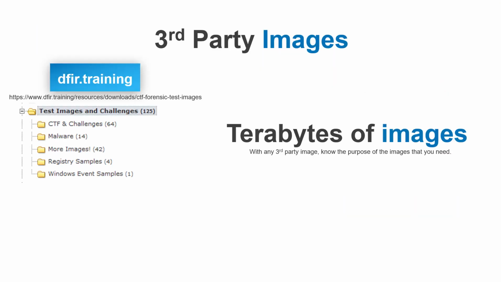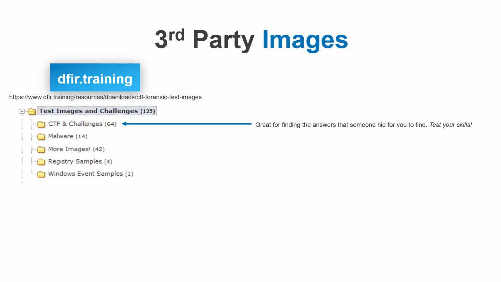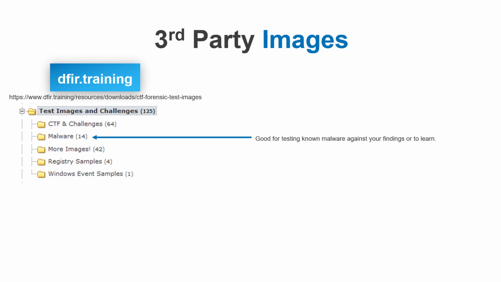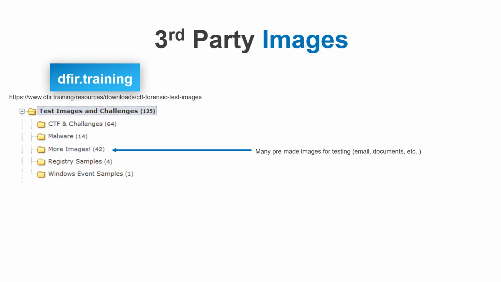Now, on the DFIR.training website, there's terabytes of test images, and they're all third-party. And there's subcategories such as CTF, challenges, capture the flag. These are great for finding answers that someone hid for you to find, some evidence that you're supposed to find in the contest, like testing your skills. We have malware samples, more images, and not just images, but data sets such as email data sets, documents, different file types that you can download for testing.